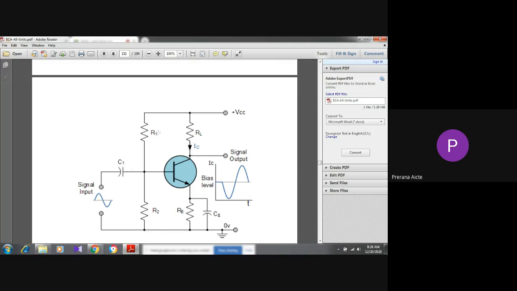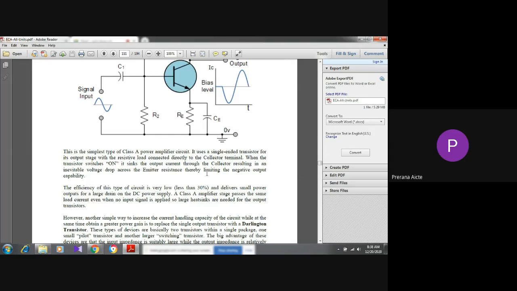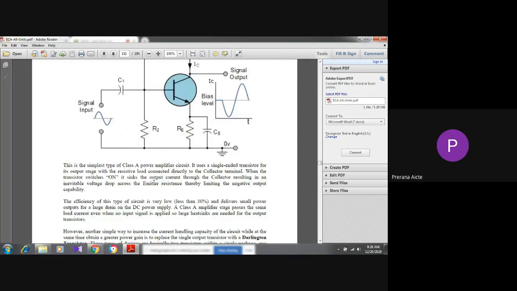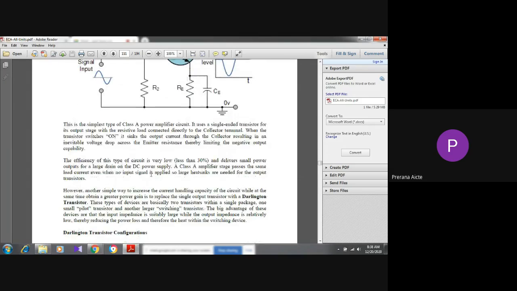R1 and R2 are the biasing resistors to provide the required biasing, and RL is the output or load resistor. You have already studied the operation of this circuit. This is the simplest type of class A power amplifier, with a single transistor output stage and a resistor load connected directly to the collector terminal. When the transistor switches on, it sinks the output current through the collector, resulting in a negative voltage drop across the emitter resistance, thereby limiting the negative output swing.